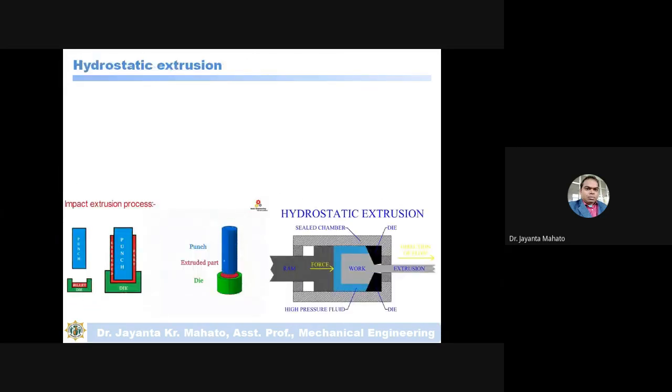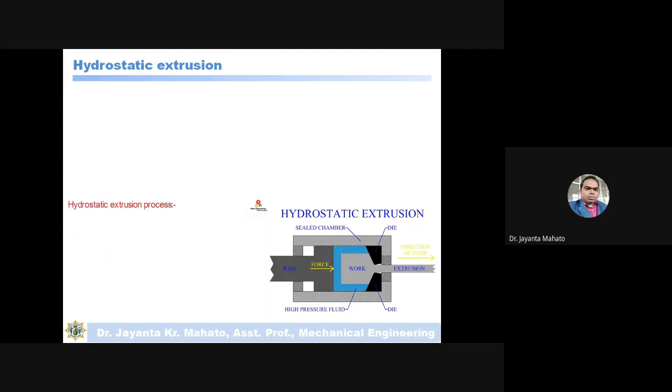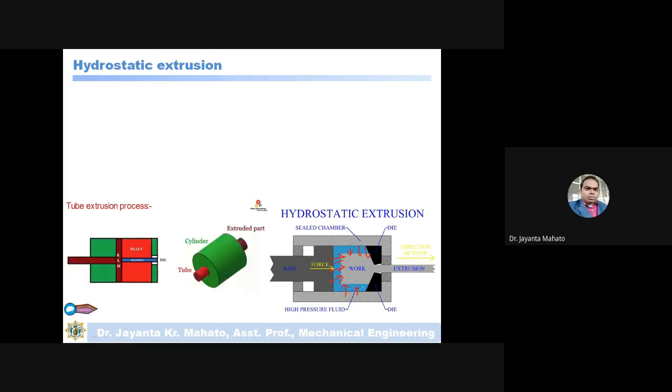So, hydrostatic extrusion, I have told in the previous lecture. In this process, the work material or billet material is pressed by hydrostatic pressure. It means there is a fluid media. As there is a fluid media, a uniform pressure can be applied on the billet. The applied pressure is uniform throughout the billet material.